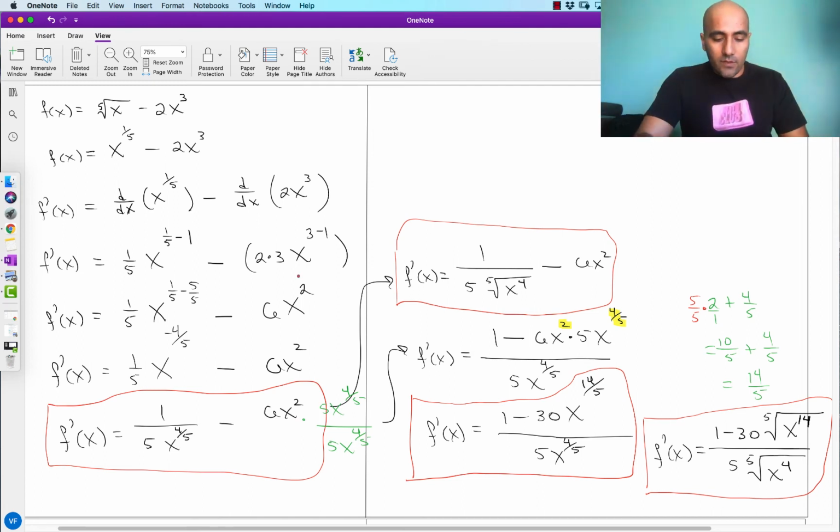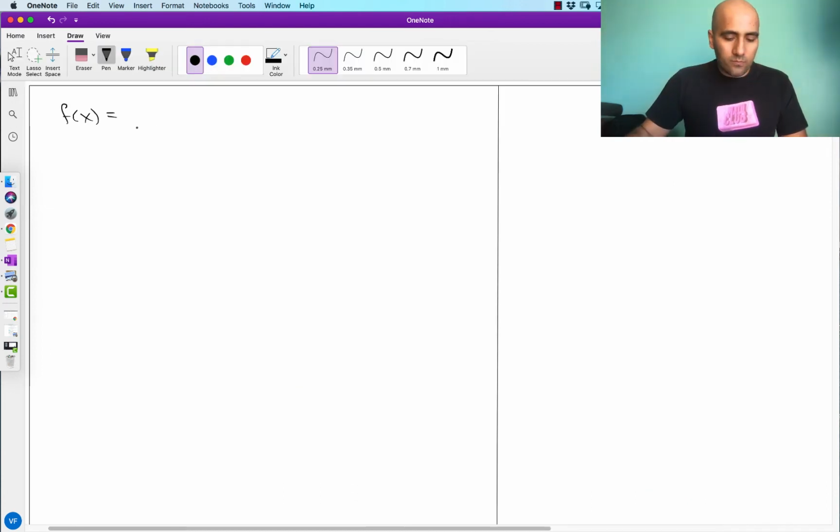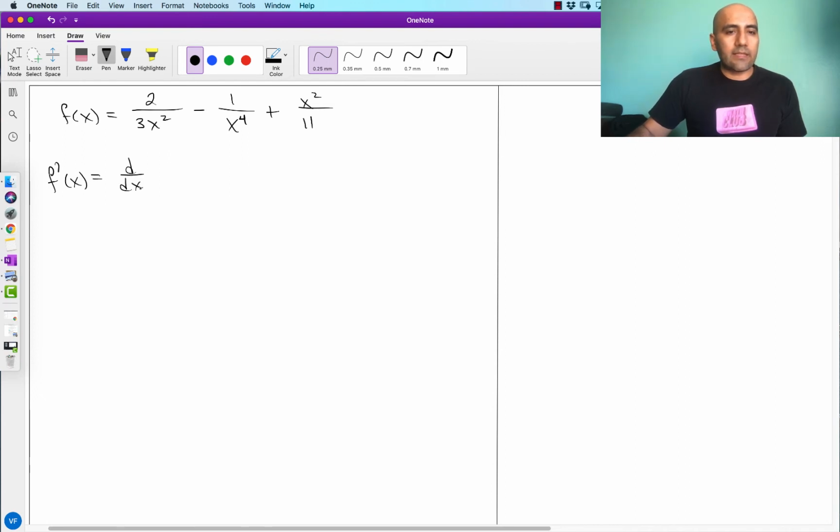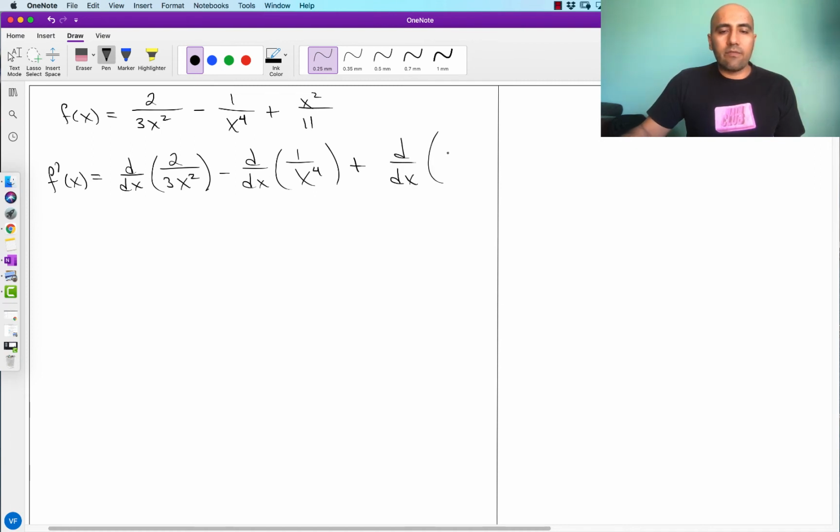Okay. Another example. Okay, so if f of x is equal to this, and we want to find its derivative, f prime of x is then going to be equal to the derivative with respect to x of the first term minus the derivative with respect to x of the middle term plus the derivative with respect to x of the last term. Right? And then each one of these we can simplify.